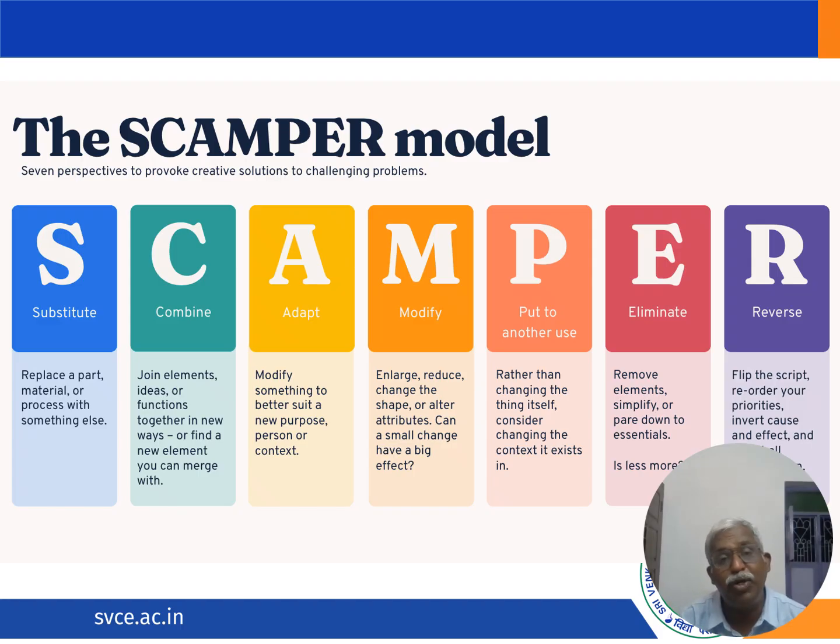Now coming to put to another use. One particular usage we have, and with that we can adapt some other use. This is another technique for improving. If this product is used for this, with some modification we can adapt it for something else too. Then eliminate means remove, simplify. Now we have the material usage. Instead of this material, we are taking an alternate material. In the adoption, many alternate materials are possible.